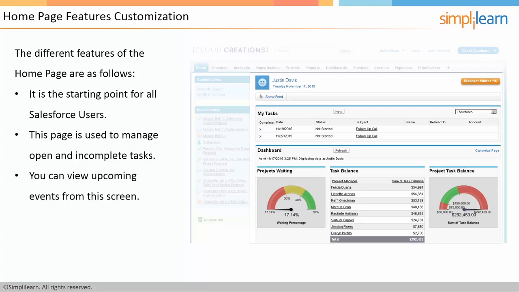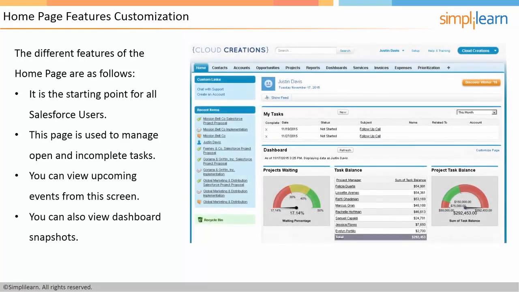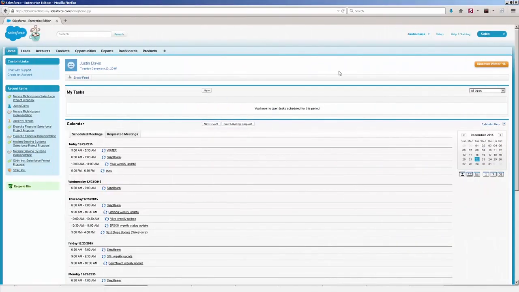You can also view upcoming events. You can also view dashboard snapshots. As you can see here, when a user first logs in, they are able to see all of these different aspects. And this is important because it's the starting point. From this page, it's meant to be a snapshot of all their activities. And then from here, they can start clicking on the various tabs across the top to start moving around the system. So now I'm going to go ahead and walk you through some of the homepage features.